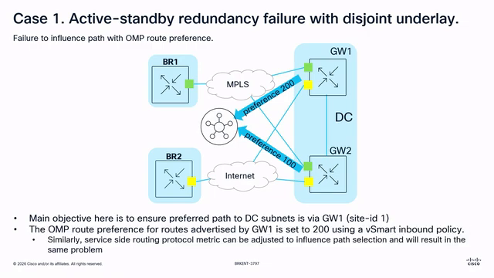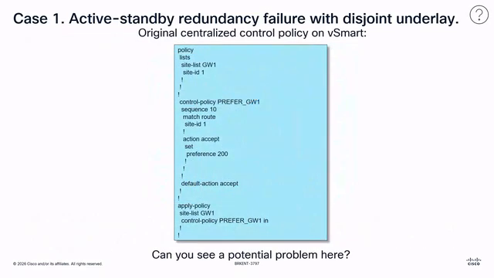The same problem may also arise if someone tried to mess with service-side routing and maybe influence path decision based on service-side protocol metrics, like, for example, OSPF. Yes, the OSPF metric is a good example. So this is the policy which was put in place to implement such a preference, right? We just match the route. If it is advertised from the site ID of a data center, we set a preference of 200, and it looks simple enough. Do you see any potential problems here already?